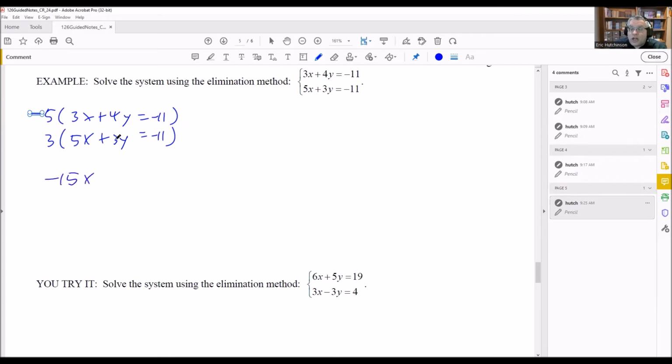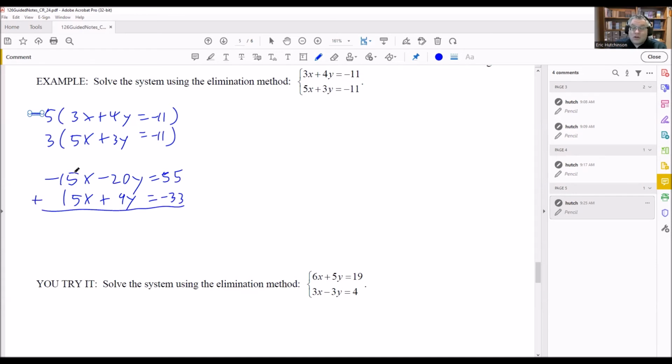Here's what that looks like when you multiply it through. Remember, everything gets multiplied, both sides, you have to multiply by -5. So remember, everything gets multiplied by that. We get +55 on that side. Then we get +15x here, plus 9y equals -33. And we're adding these together.